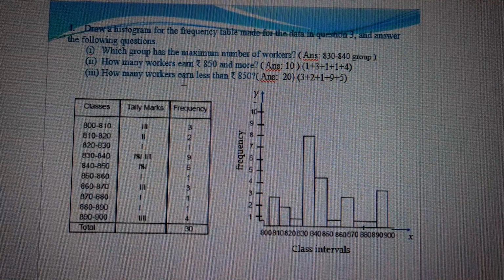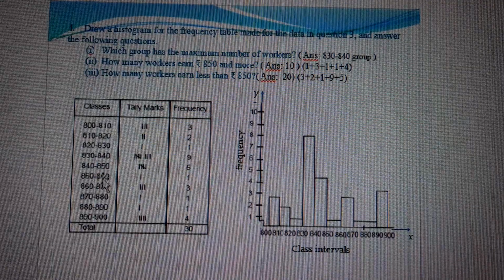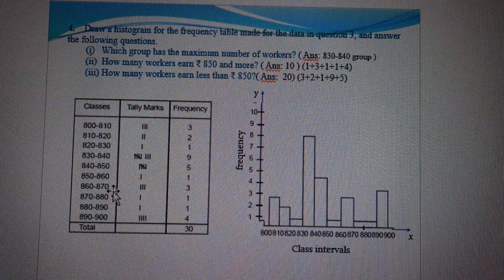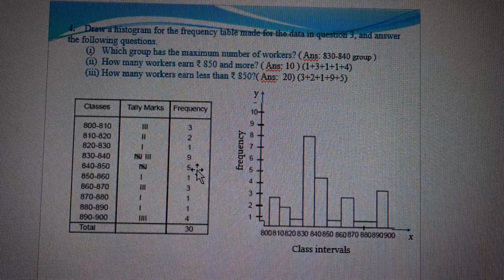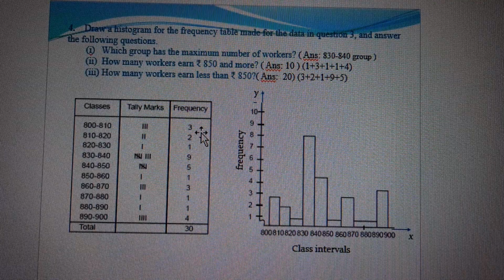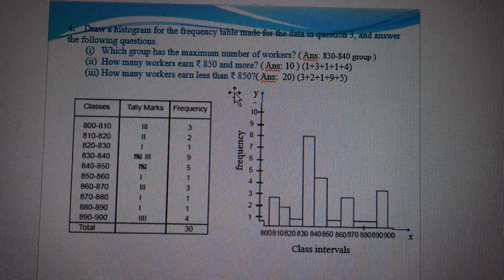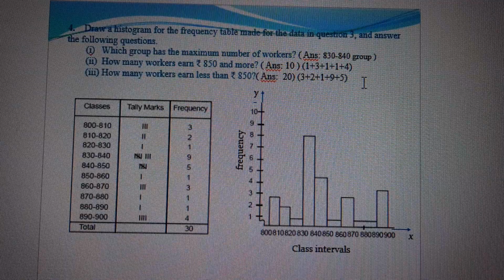Next part is how many workers earn less than rupees 850. Less than 850. It means this is the class 850 to 860. More than it will go down, or less it will go up. So here starting 5 plus 9 plus 1 plus 2 plus 3. So the answer is 20. 20 workers are getting less than 850 rupees. 3 plus 2 plus 1 plus 9 plus 5.